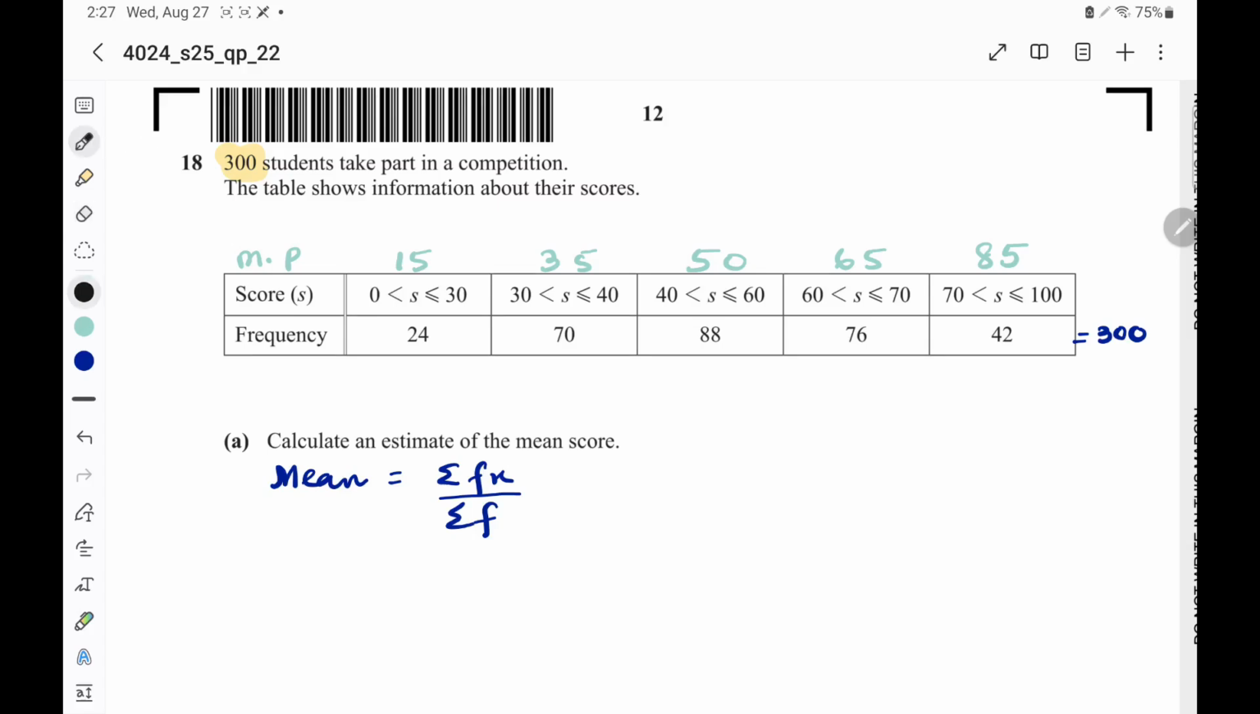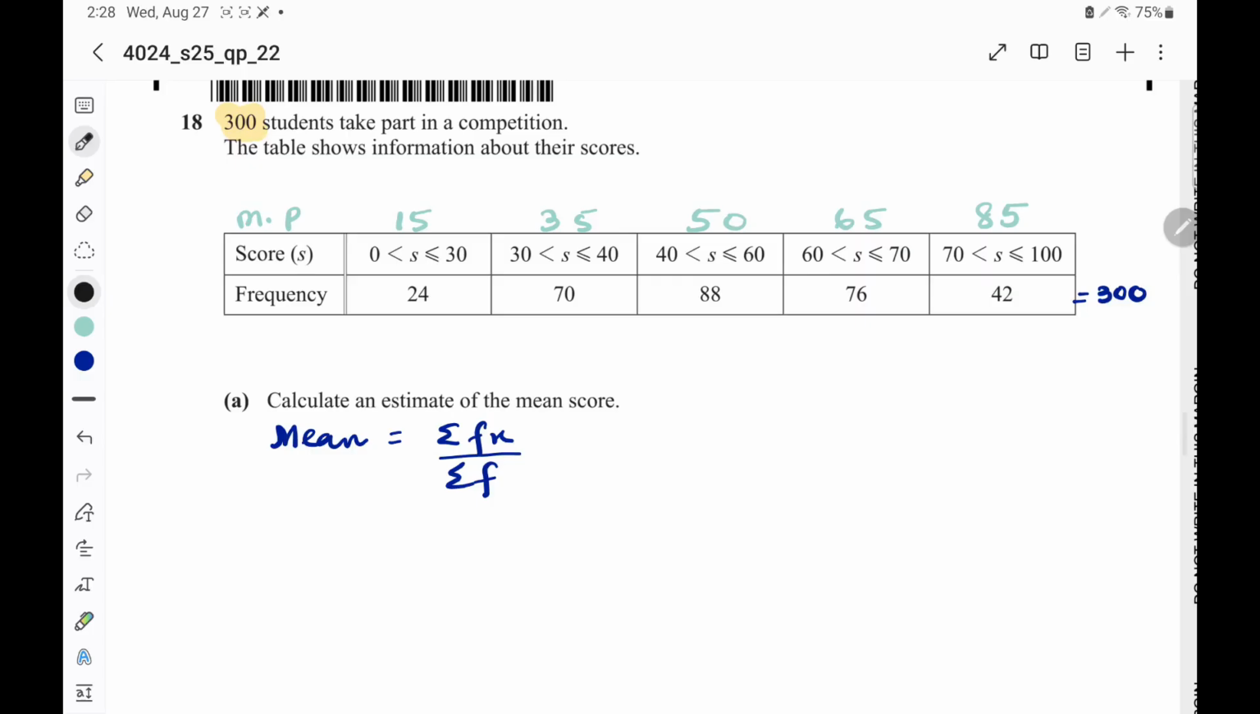So here, sum of fx is equal to, what do we do? We will multiply 15 times 24. The midpoint is your x value, and this is your frequency. So we'll multiply 35 by 70, 50 by 88, 65 by 76, 85 by 42. Right now I'm writing down all of them.